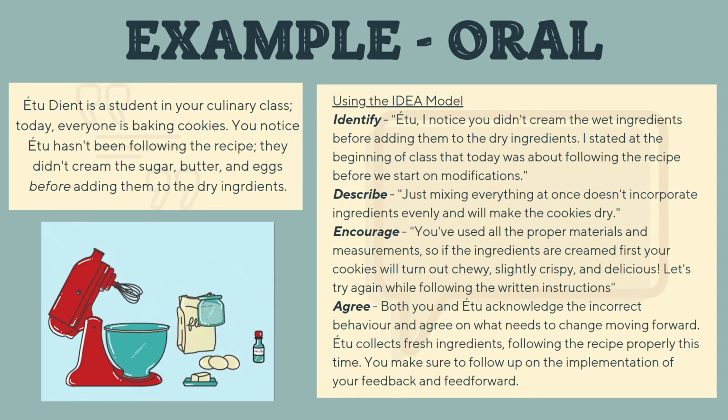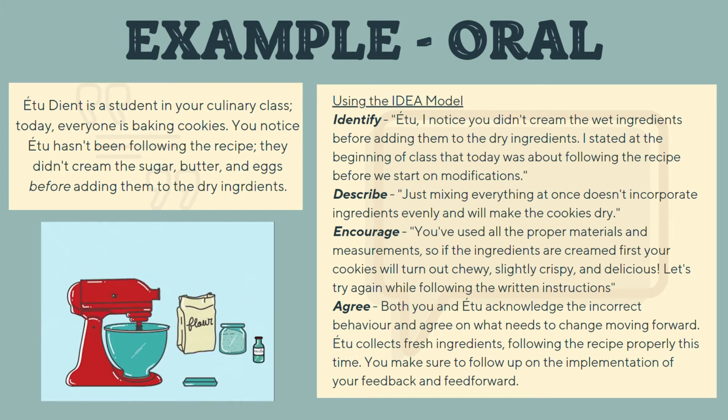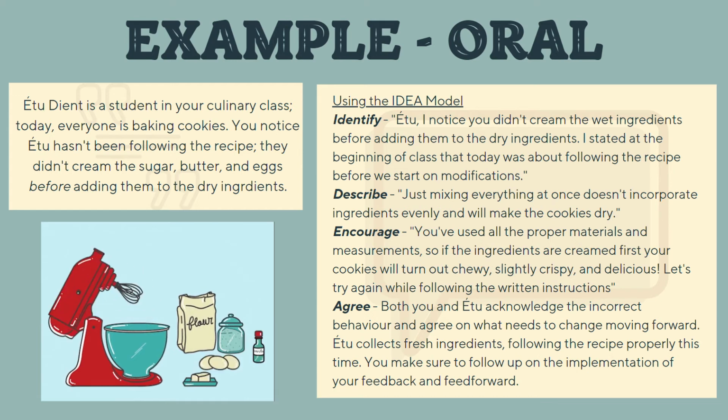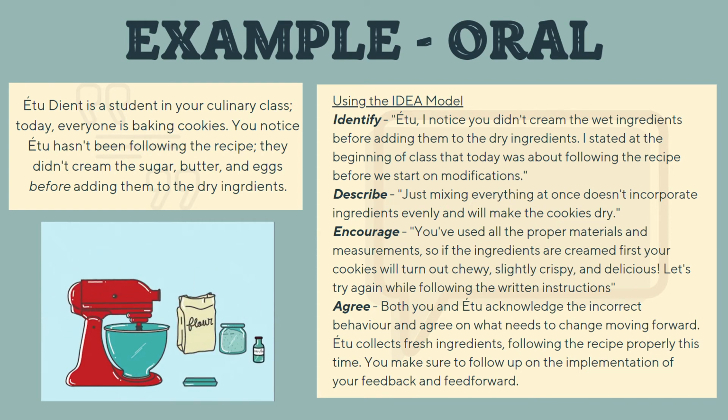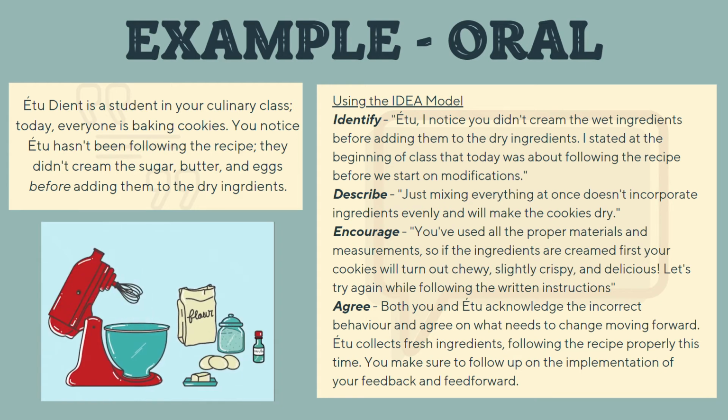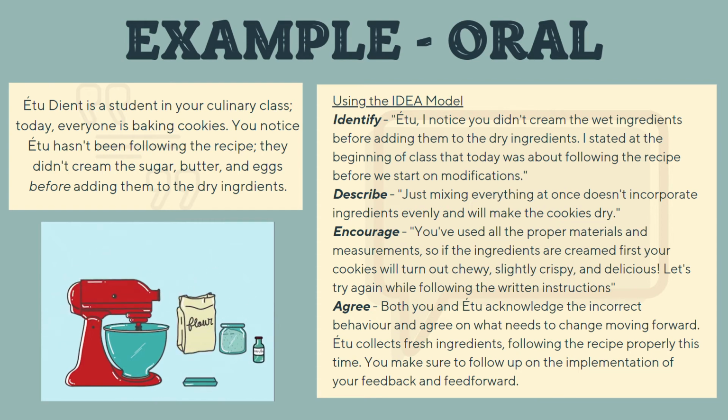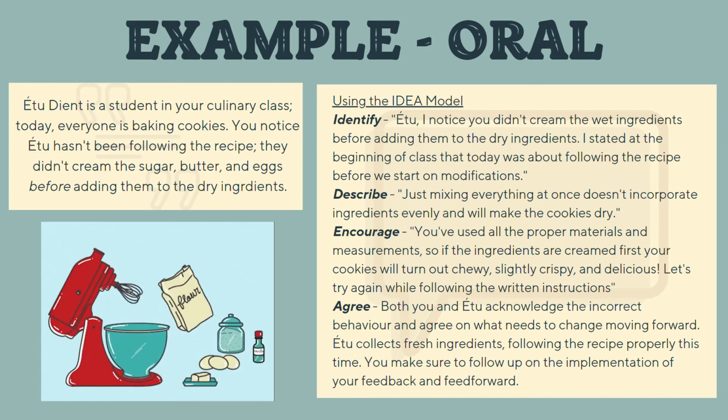Feedback and feedforward don't have to be a written form. In fact, we give a lot of oral feedback and feedforward throughout the day. Étudiant is a student in your culinary class, and he's been having some issues with following recipes. In this scenario, we're using the idea model to deliver oral feedback to A2. We identify what the incorrect behavior is. We describe the consequences of following that incorrect behavior. We encourage the continuance of the accepted and expected behavior and agree on what to do to change it moving forward. And we follow up on that later on.